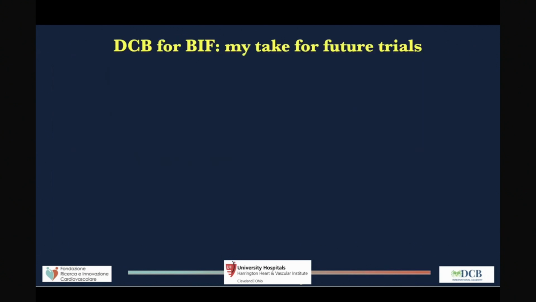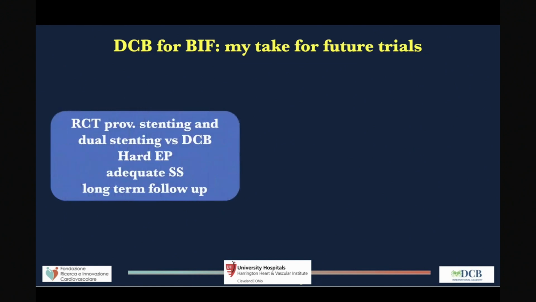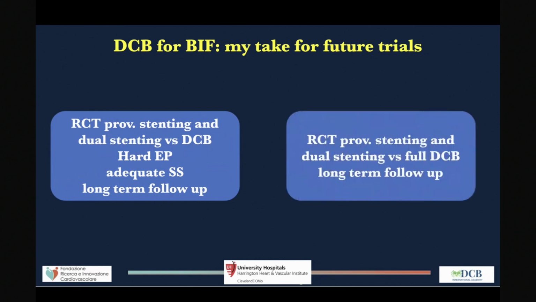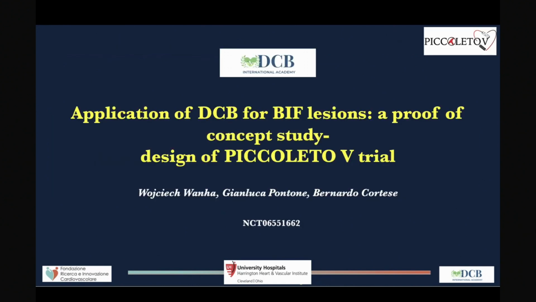So what are my takes for future trials on DCB? First of all, we should provide randomized clinical trials comparing provisional stenting and dual stenting with hard endpoints, but with an adequate sample size, which should be studied very well, and long-term follow-up. This is one area. The other big area that we need to address is randomized clinical trials again with provisional or dual stenting versus full DCB. We want to see how the full DCB, DCB in the main vessel and DCB in the side branch, with two separate inflations, performs with long-term follow-up versus standard of care.